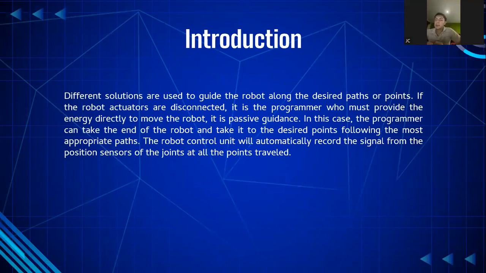Different solutions are used to guide the robot along the decided paths or points. If the robot actuators are disconnected, it is the programmer who must provide the energy directly to move the robot. It is passive guidance. In this case, the programmer can take the end of the robot and take it to decided points following the most appropriate paths. The robot control unit will automatically record the signal from the position sensor of the joints at all of the points traveled.